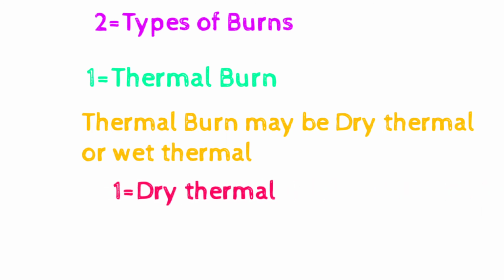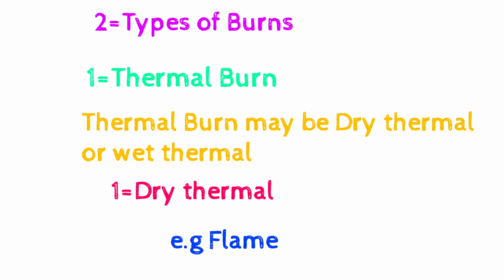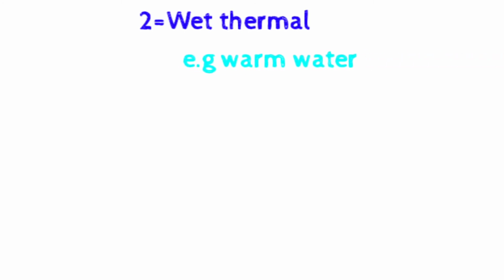First is dry thermal. What is an example of dry thermal? For example, flame. If the body comes in contact with a flame or any hot object, this is known as dry thermal. Second is the wet thermal. What is an example of wet thermal? For example, warm water. If warm water suddenly drops on our body, it also causes a wet thermal burn.